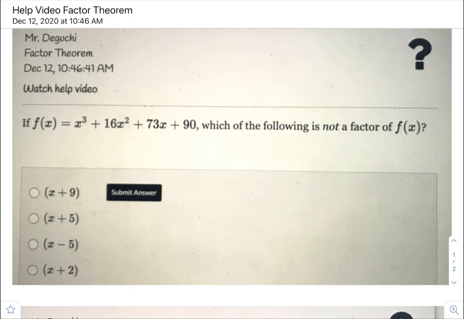Alright, here's your guys' help video on factor theorem. Now, we have if f of x equals x to the third plus 16x to the second plus 73x plus 90, which of the following is not a factor of f of x?